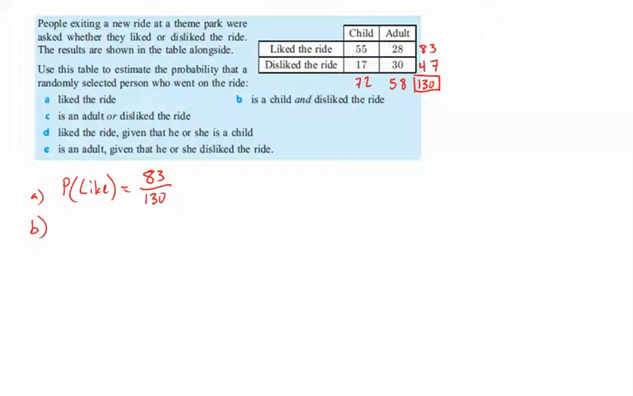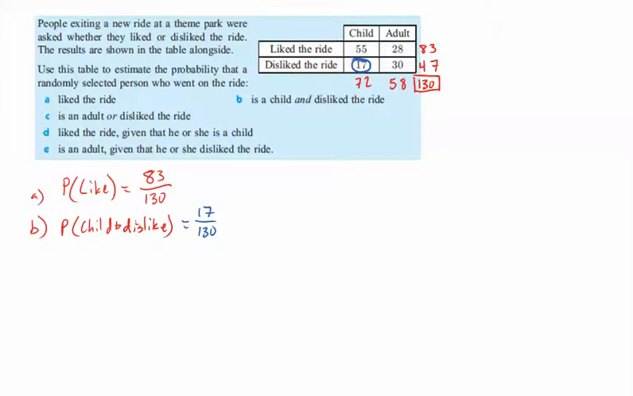On to letter B. Letter B says, is a child and disliked the ride. Okay, so probability of child and dislike. So from here, we now look at the problem. We say, okay, child, dislike. There were 17 children that disliked the ride. So that means we're going to go 17 that disliked the ride over the total number, which is 130. Pretty easy so far, right?